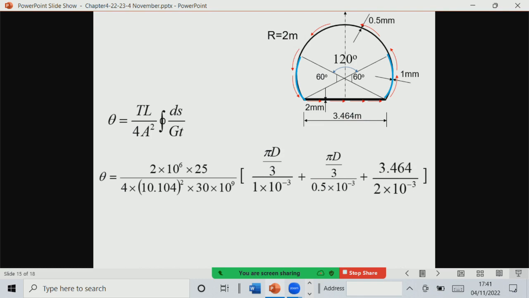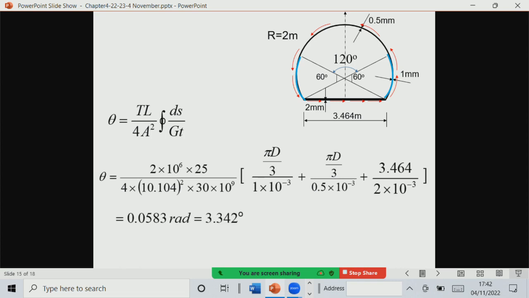So I repeat, this is for the top shell with the central angle of 120. Instead of writing it twice, I've added them up. So the central angle of 60, the central angle of 60 with the same thickness. So it's a third of the full circle. A third of the full circle and the floor panel. And these are the thicknesses, everything in meter. So from there, we can find the angle of twist, which is about 3.342 degrees.